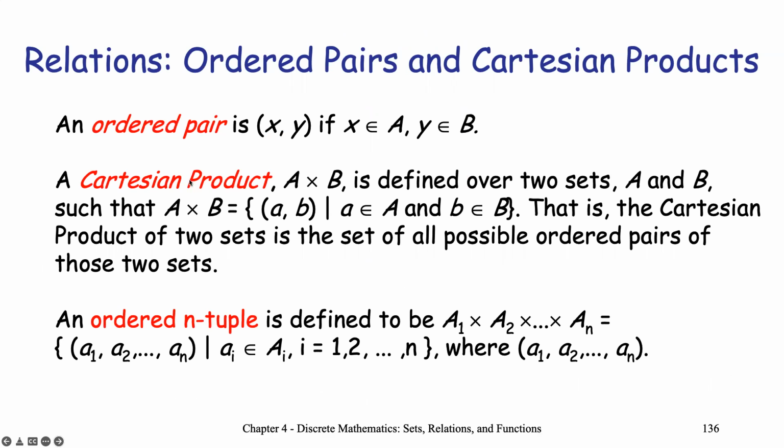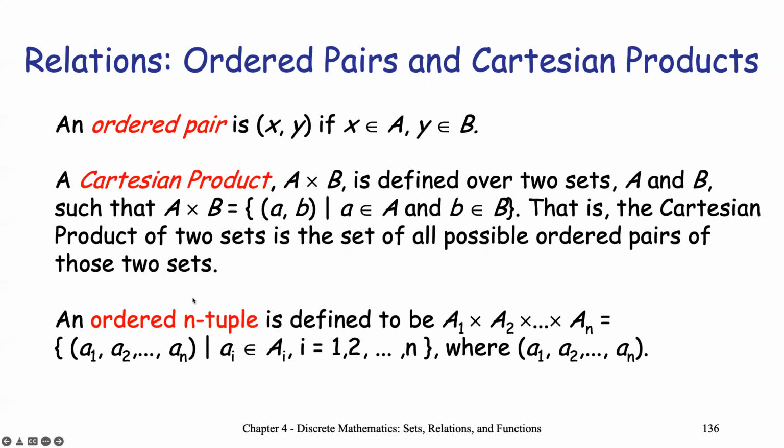In an ordered pair (x, y), if x is an element of A and y is an element of B, we can have a Cartesian product, A cross B, defined over two sets A and B, such that A cross B has elements (a, b) where a is an element of capital A and b is an element of capital B. That is a Cartesian product of the two sets, the set of all possible ordered pairs of those two sets.